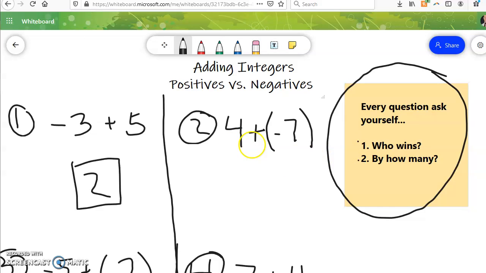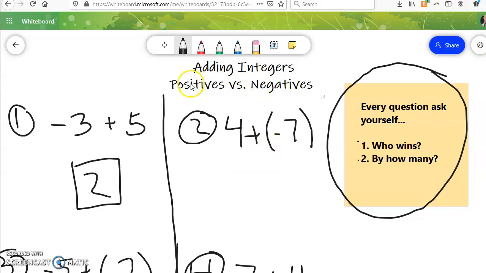So 4 plus -7. One note about parentheses here. Parentheses do sometimes mean multiplication, but if it means multiplication, it would look like this. There would be not a plus sign in the middle. If it was written like this, it would be 4 times -7, which we'll learn about a little bit later. But for right now, I would read this with that plus sign in between, 4 plus -7.